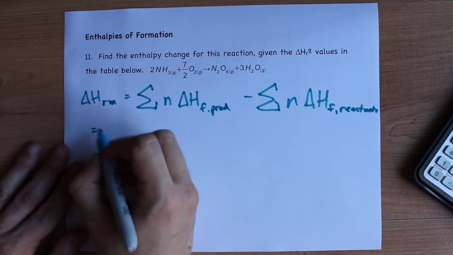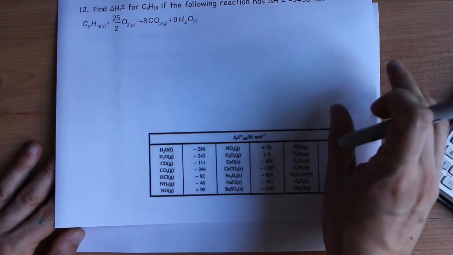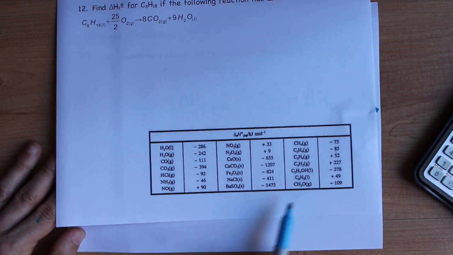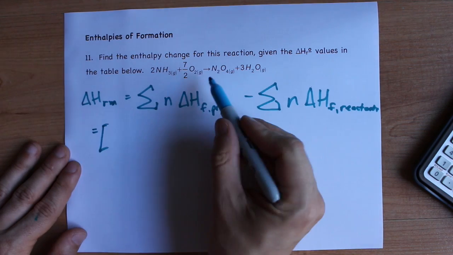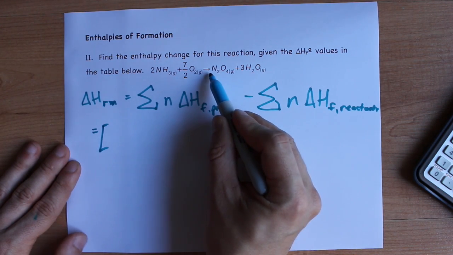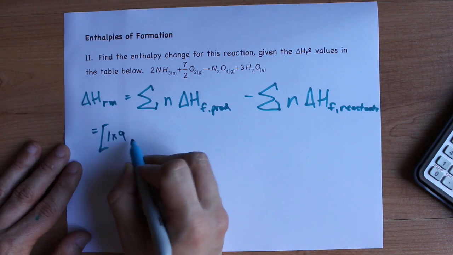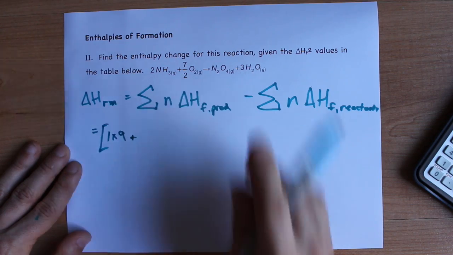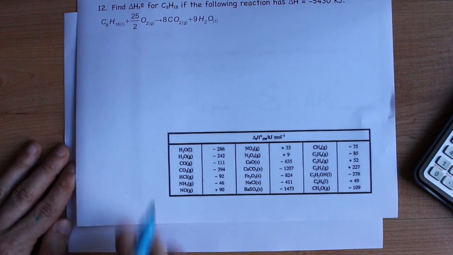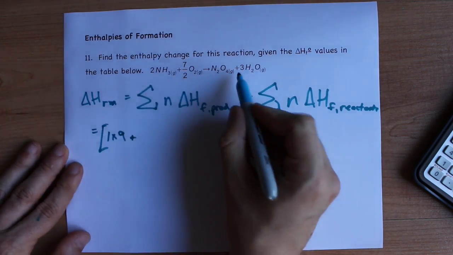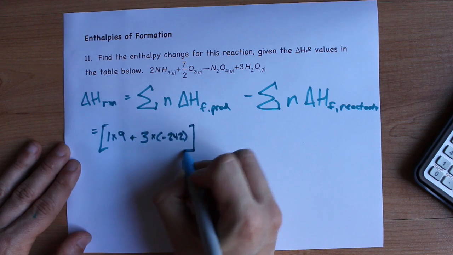Products. I have an N2O4. I have to add up all the delta HFs, so I gotta look up the delta HF for N2O4. Plus 9. It's just positive 9. The N here, or the number of moles of N2O4 that I'm producing, is 1. So I have 1 times positive 9. Now, I have 3 H2O gases. The delta HF for H2O gas is negative 242. And so 3 of them give me 3 times negative 242. That's all for my products.